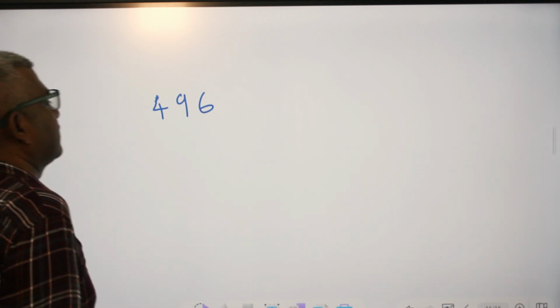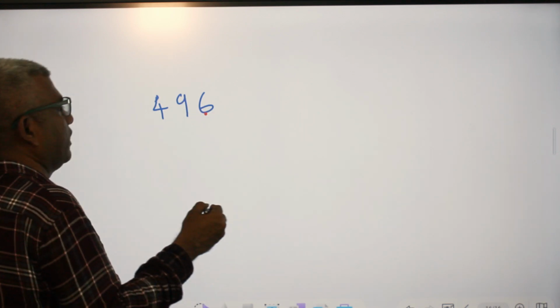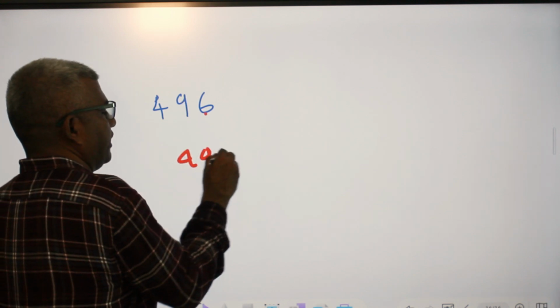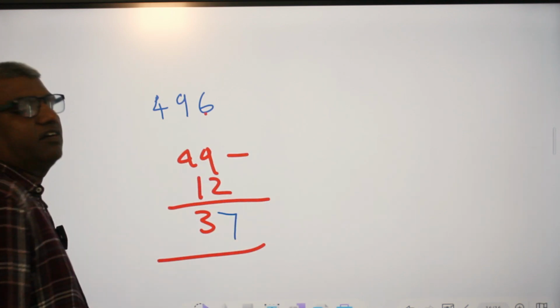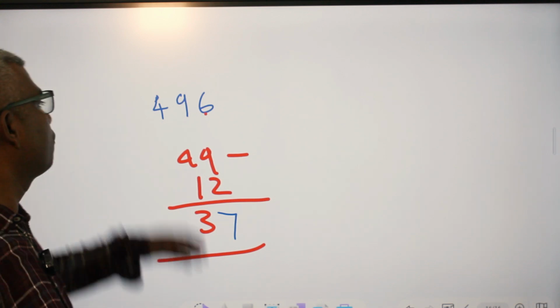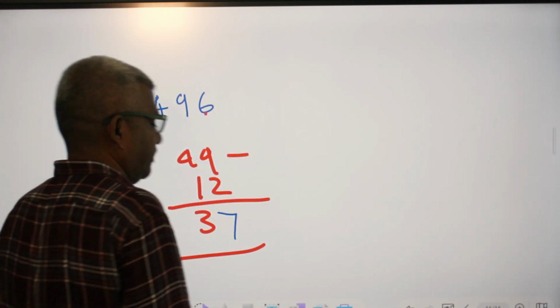Okay, 496. Take 6. 6 multiplied by 2 is what? 12. 49 minus 12, 37. 37 is not divisible by 7. So 496 is also not divisible by 7. Okay. Divisible by 8.